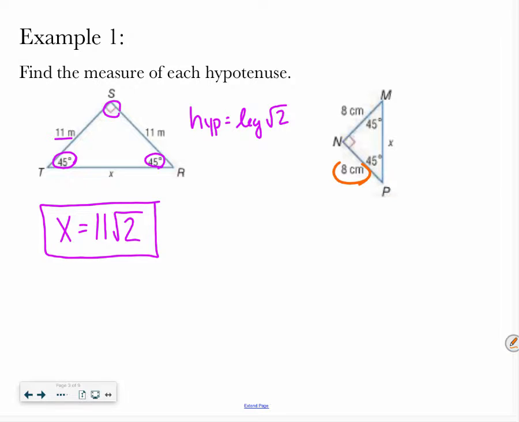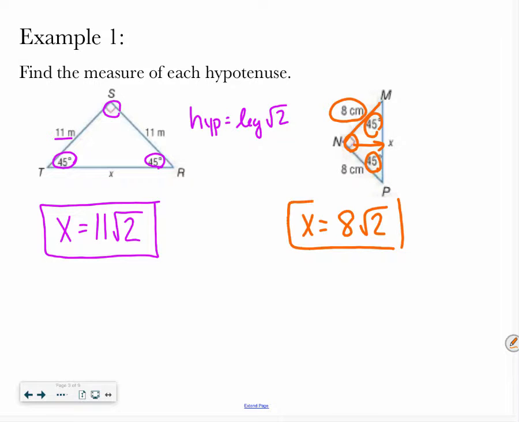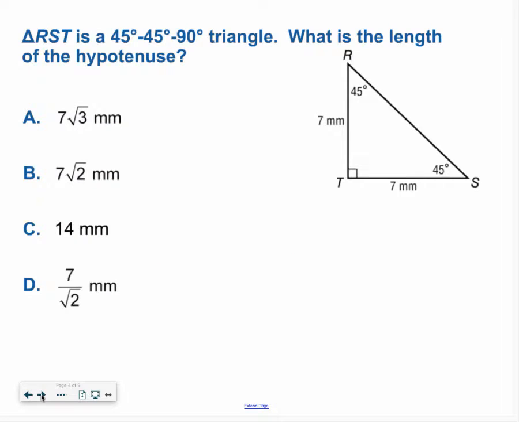And then if you look over here, we have another 45, 45, 90. And we have the leg is 8 centimeters. We want the hypotenuse. So we say x equals 8 times the square root of 2. This is something that's going to come back very heavy in geometry and algebra 2. So you want to make sure that you memorize these now so that way it's less to learn later.